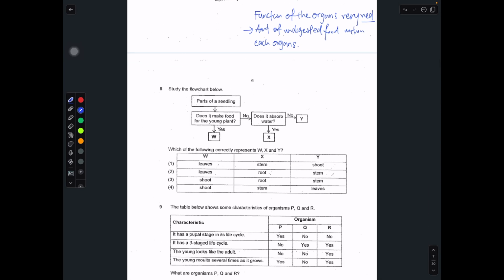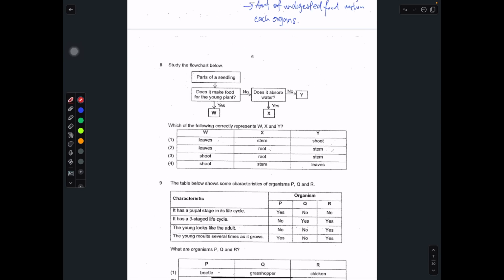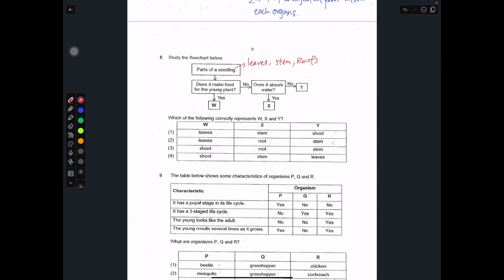So let's move on to question number 8. The parts of the seedling will have 3 parts: the leaf, the stem, as well as the roots. So you just have to go through the flow chart. Does it make food for the plant?